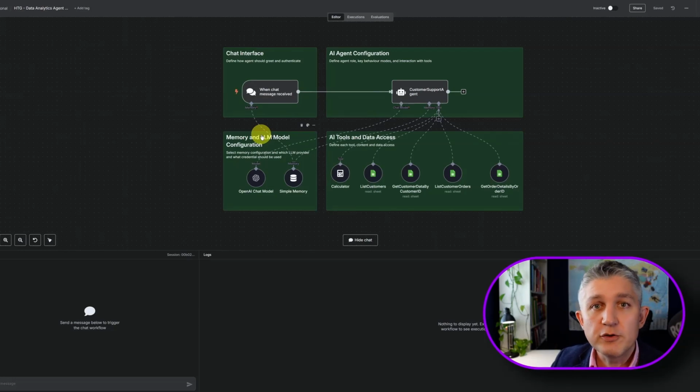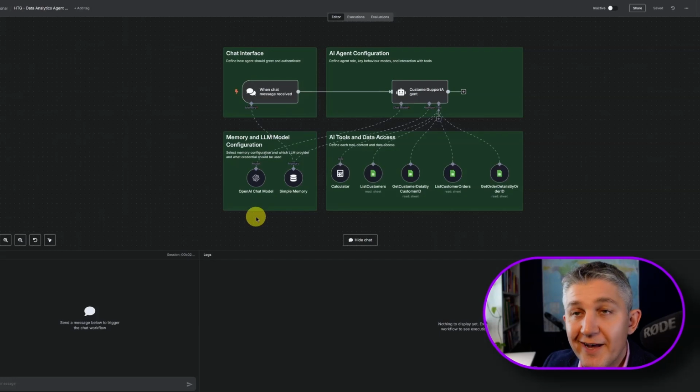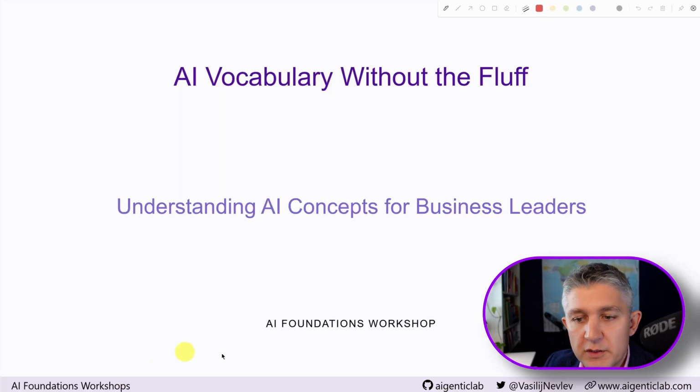Now, without further ado, let's start. To learn how to build an AI agent like this one, you need to know what is AI, what is an LLM, what is an agent. Let's start with those fundamental concepts.